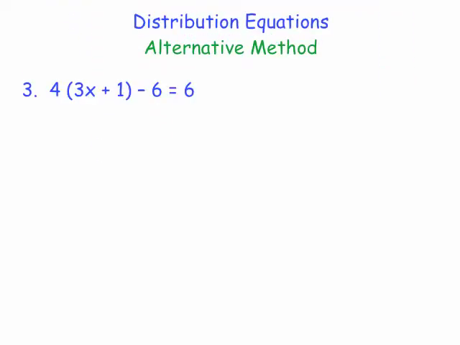Let's look at an alternative method for solving distribution equations. Here I have 4 times the quantity 3x plus 1 minus 6 equals 6. Well, instead of distributing the 4, I'm going to go ahead and use PEMDAS backwards. In this case, I have parentheses. I have multiplication because it's 4 times that quantity. And I have subtraction because of the minus 6. So I'm going to go ahead and undo these in reverse order.